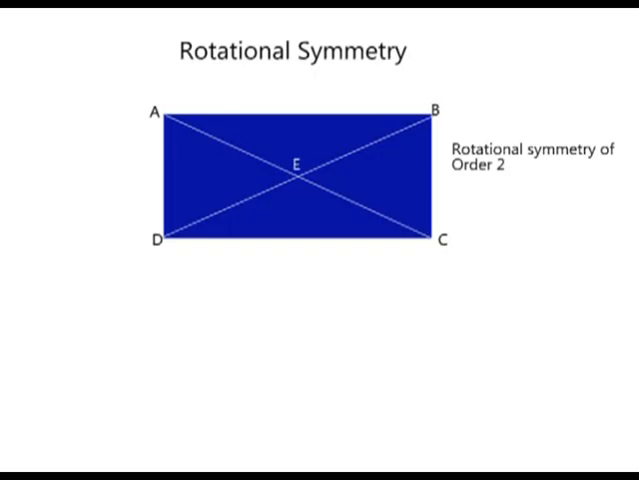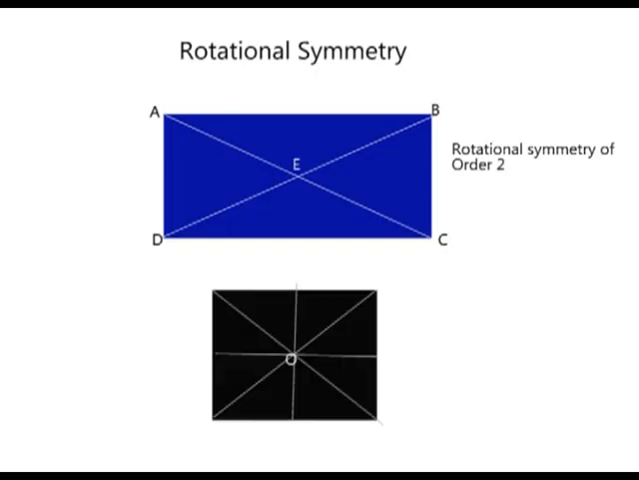Consider the case of a square. If the square is rotated through 90 degrees about the center O, it fits onto itself. Another 90 degrees rotation and it fits onto itself again. In fact, a square will fit on itself 4 times through a rotation of 360 degrees. We say that the square has a rotational symmetry of order 4 about the center of symmetry.